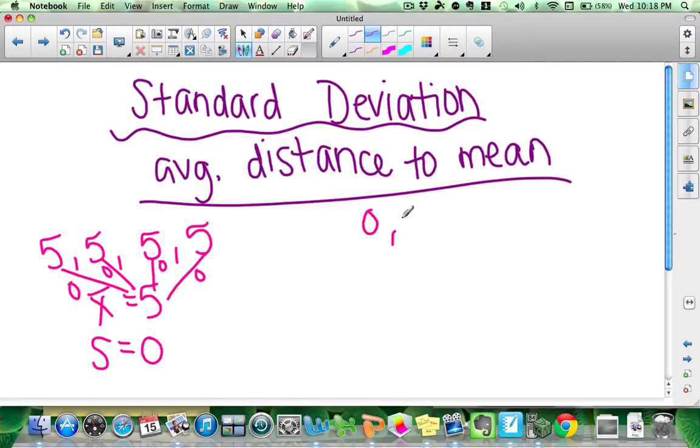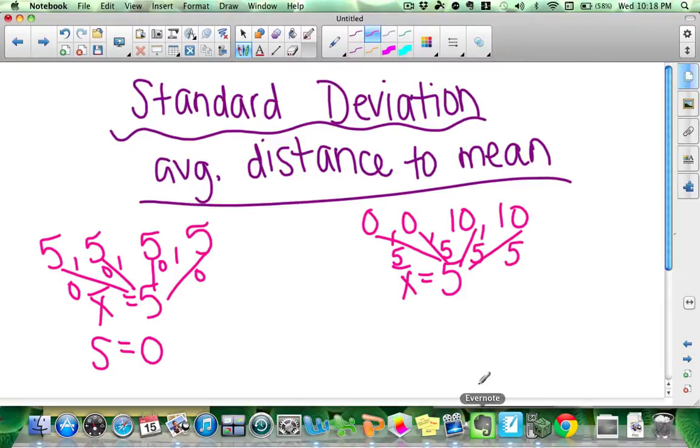Let me give you something similar. 0, 0, 10, 10. What's the mean? Well, I can add these up and divide by 4, and I see, again, not surprisingly, that the mean is 5. Now, how far is this one from the mean? Don't worry about positive or negative. It's 5 away. Yes? This one is 5 away. This one is also 5 away. And this one is also a distance of 5. So they're each 5 units away from the mean, which means the average distance to the mean is 5.